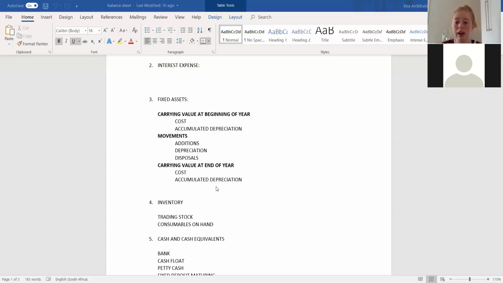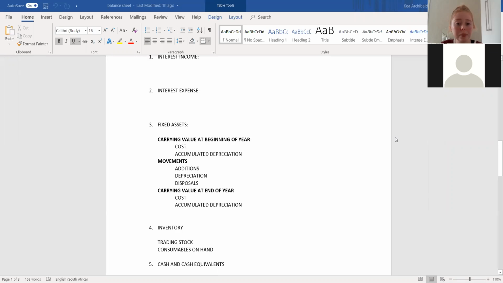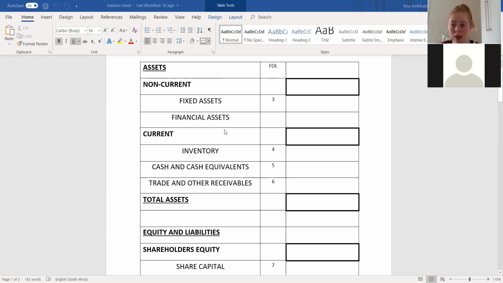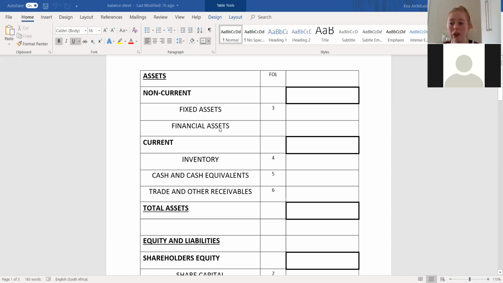Okay, now I'm going to put you guys back on mute so that I can explain the next section. That was fixed assets. Financial assets don't have their own note. It's generally a fixed deposit or some sort of investment that is not going to mature within 1 year. The reason it doesn't have a note is because there's not much going on. It's just a figure of a financial asset, so that would just be put in there. You would then take these two amounts and total them up into the non-current block.